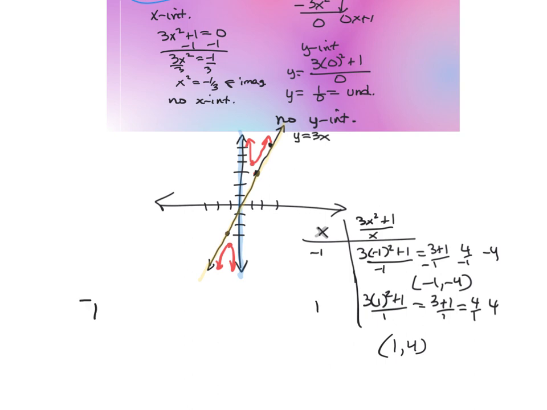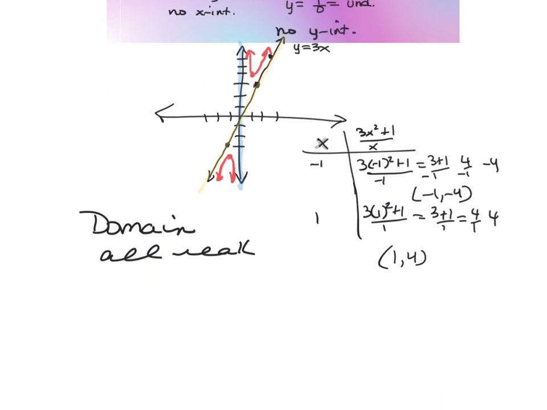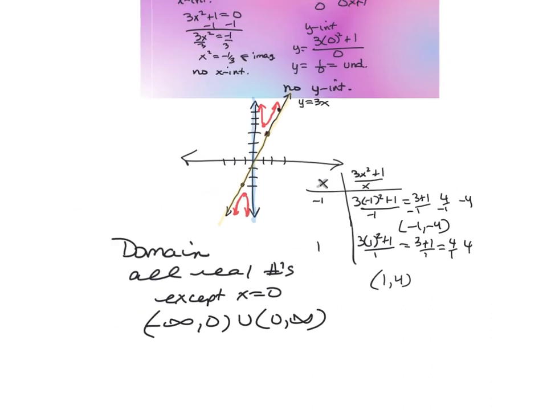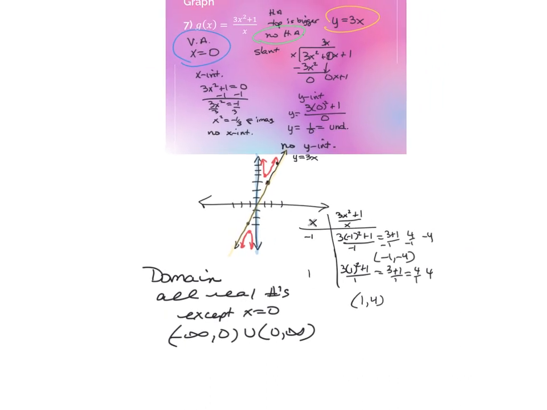So my domain here is going to be all real numbers. So all real. Let's see if I can erase this. So all real numbers except x equals 0. So -infinity to 0, union 0 to infinity. And I'm done. So that is graphing rational functions.